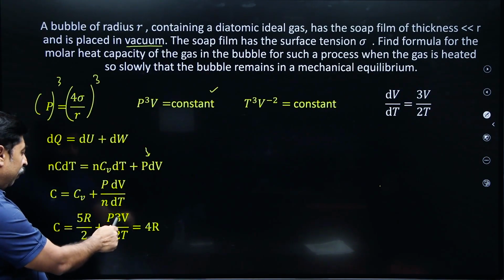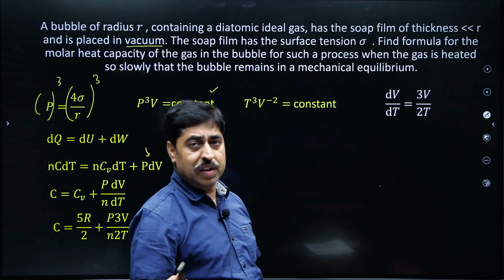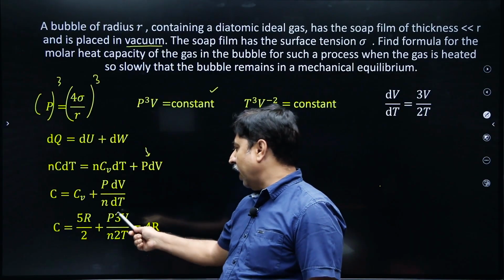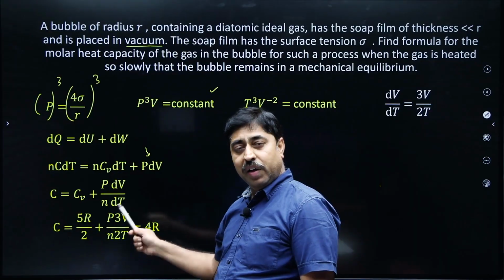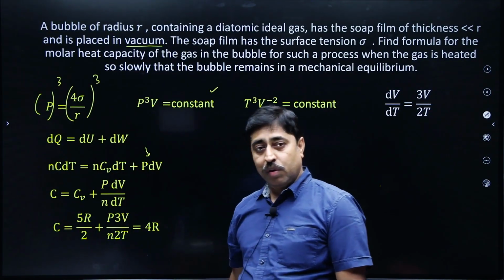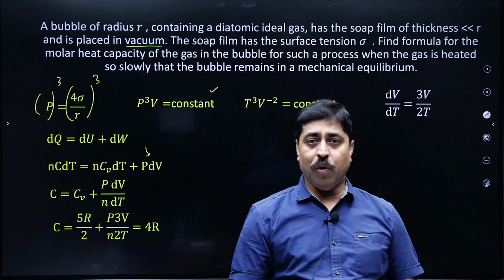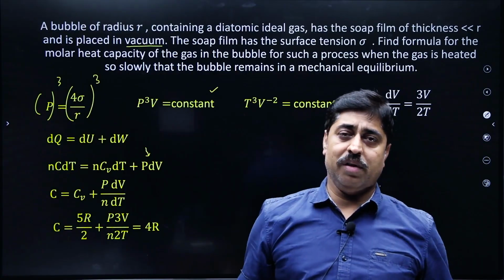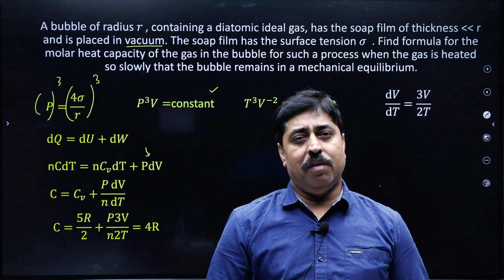Now this is simply 3 by 2 of PV by nT. Now PV is always equal to nRT. So if you put nRT in place of PV, n will cancel out, T will cancel out, and you will be left with 3R by 2. So 3R by 2 plus 5R by 2 gives you 4R. So for this particular process, the specific heat capacity is 4R.